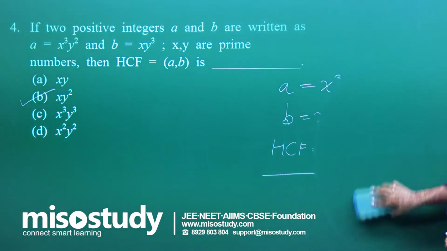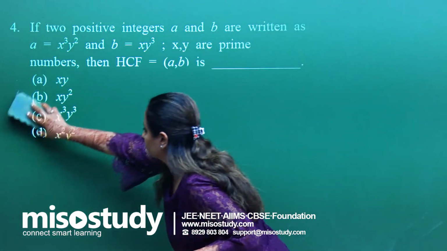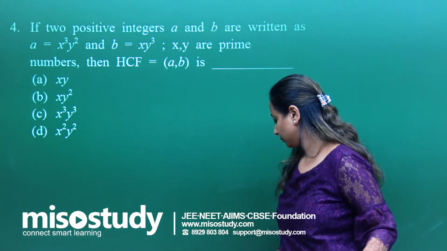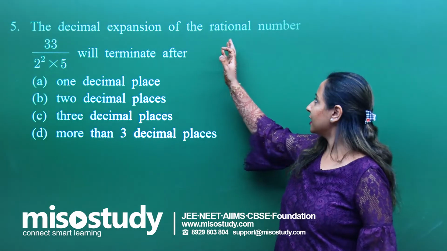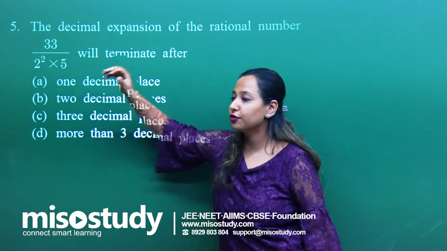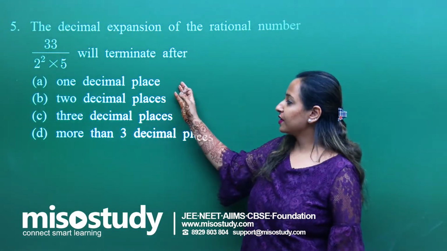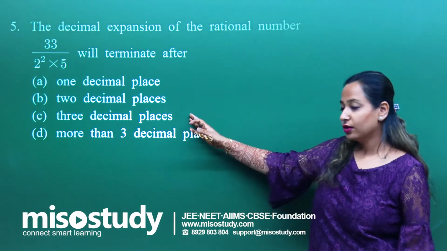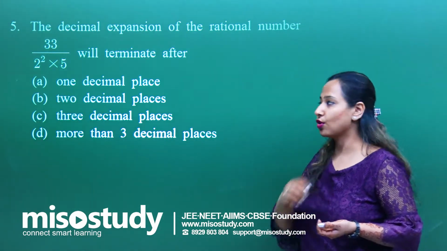Let's move to the next question. The next question says that the decimal expansion of the rational number 33 divided by 2 square into 5 will terminate after which decimal place? Options given are 1 decimal place, 2 decimal places, 3 decimal places and more than 3 decimal places. Let's see how to solve this.